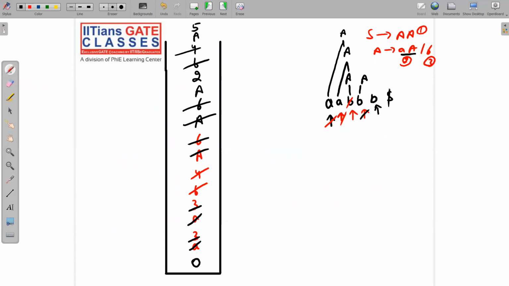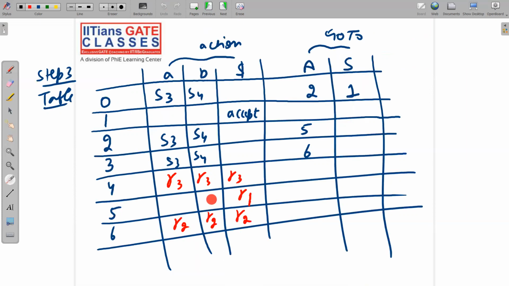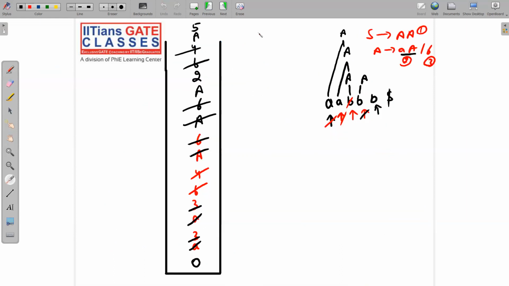Now see the beautiful answer. So 5 on b, we have got the error. There is no reduction. So this cell is blank. So we will say 5 on b is an error message. So this string does not belong to the language generated by the grammar. You can check it out. Double A triple B will not be generated from this grammar. You can check it out yourself.